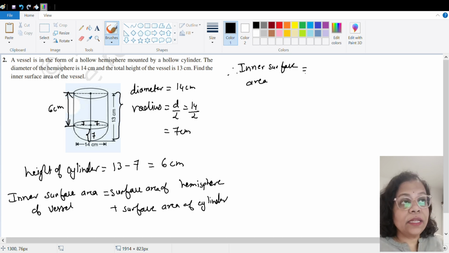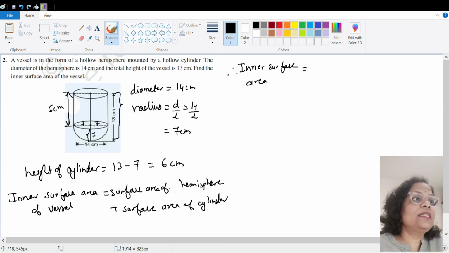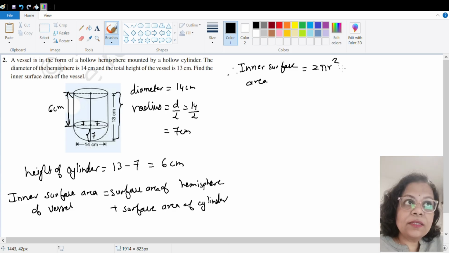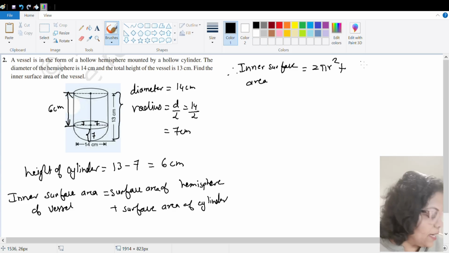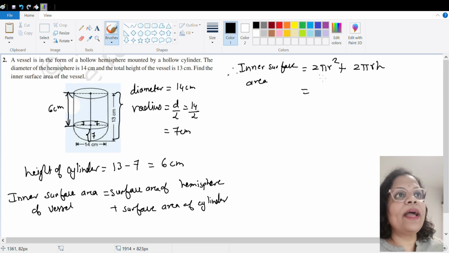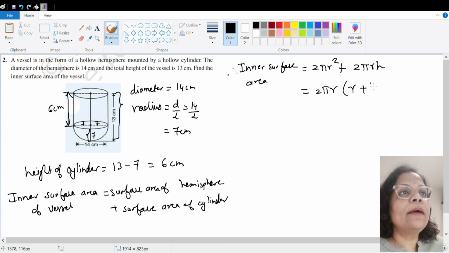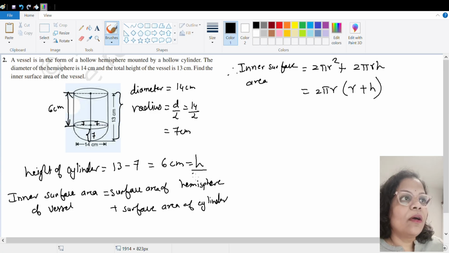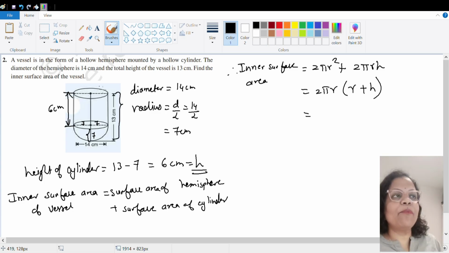What is the formula? See, dear students, we have to refer to the formula sheet. It is already there in my channel under the post. You have to see these formulas. That is, what is the surface area of the hemisphere? It is 2 pi r square. And what is the surface area of the cylinder? It is 2 pi r h. Now you can see here 2 pi r, you can take it as common. So what we are left with inside is r plus h. This h we have got. It is not mentioned in the question whether pi is 3.14 or not.